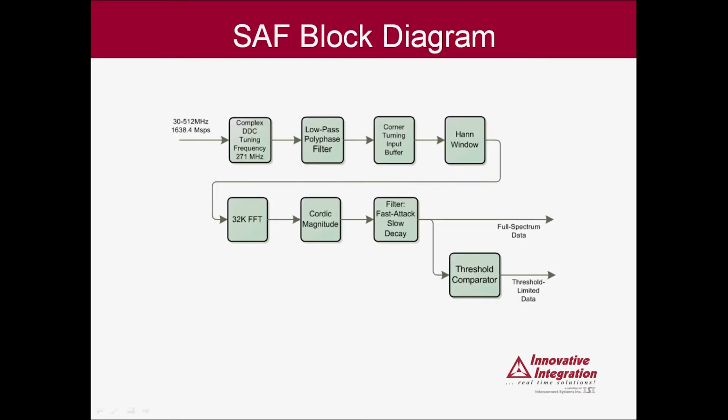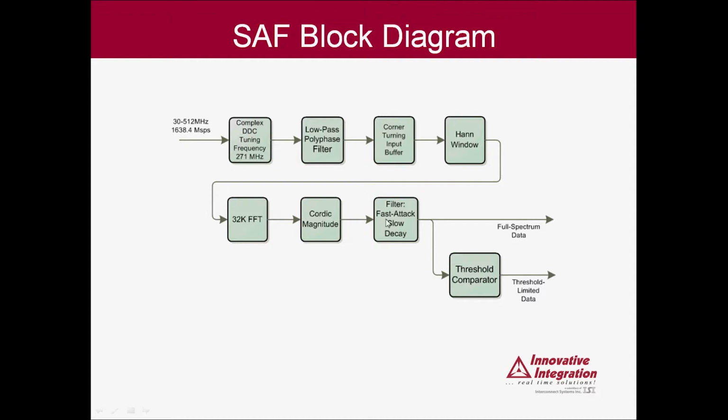The spectral analysis firmware itself consists of a complex down conversion centering the input bandwidth at baseband. A decimating low-pass filter follows with an output sample rate 1/2 the input sample rate, or in this case 819 megasamples per second. Input buffering and windowing is provided prior to the 32K point FFT. Magnitudes of the complex FFT outputs are calculated and bin filtering is provided.